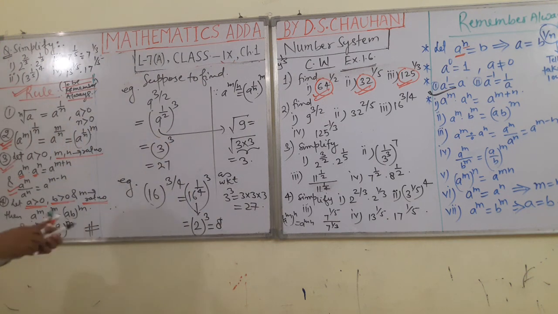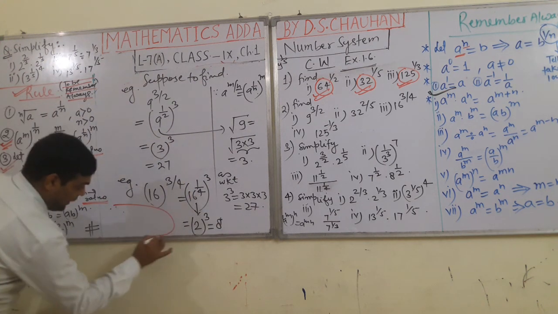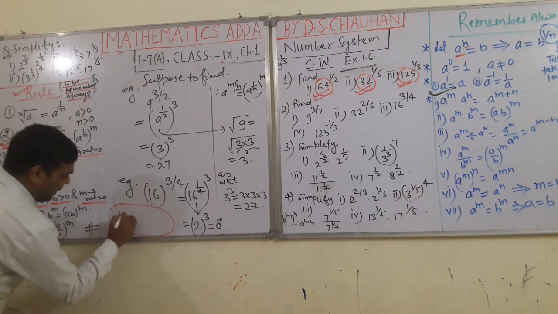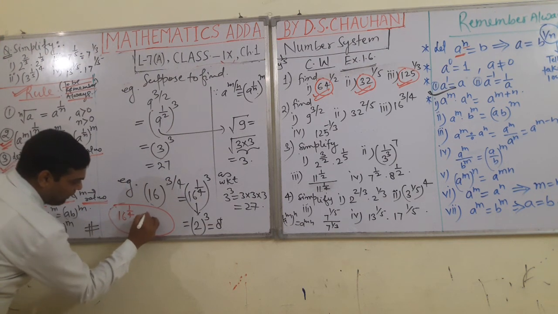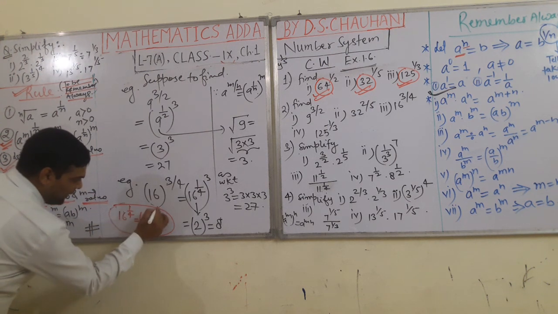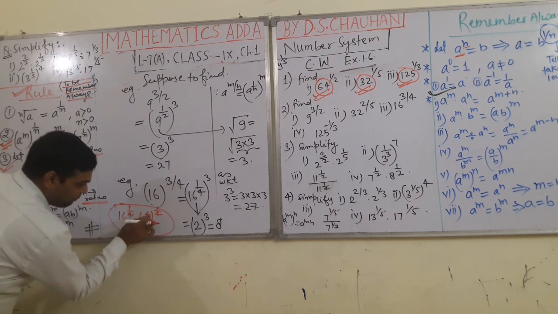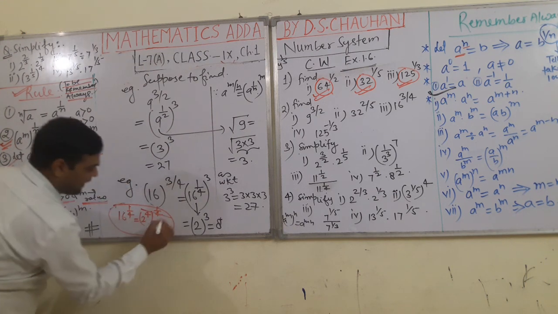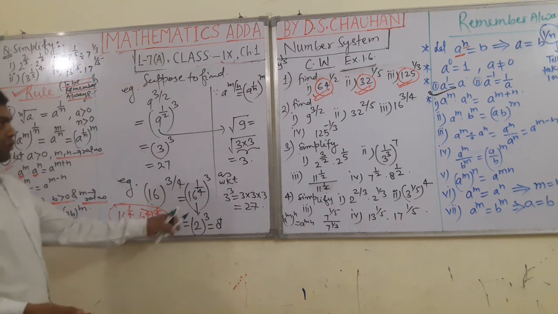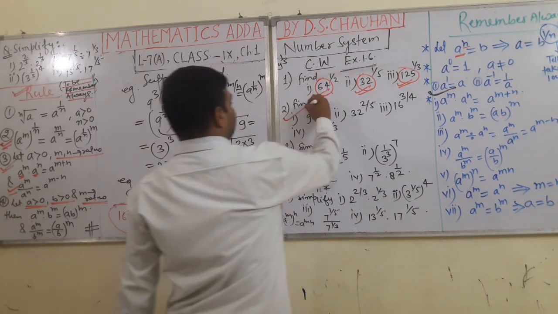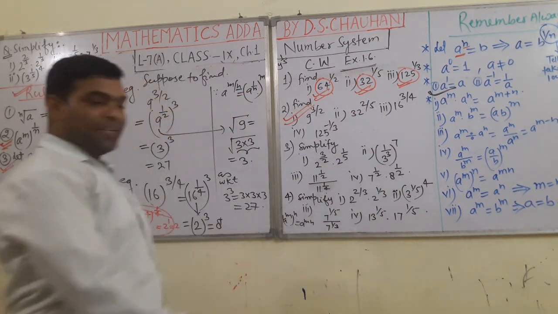Students, I am making clear here 16 to the power 1 by 4. See, 16 can be written as 2 to the power 4, and this is 1 by 4. 4 and 1 by 4 are reciprocals of each other, they will get cancelled. So 2 to the power 1 you will get 2 simply. So in this way you can solve this type of problem.